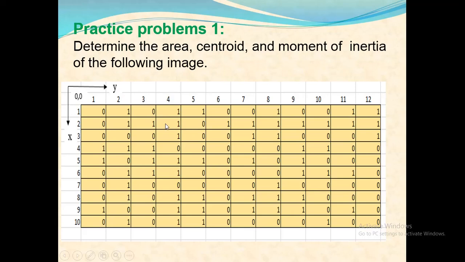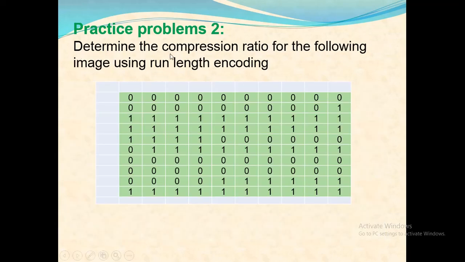After learning these methods, now you can attempt to solve these problems. The first problem is related to image moments, and we have to determine the area, centroid, and the moment of inertia of the given image. In the second problem, you have to determine the compression ratio for the given image using run length encoding.